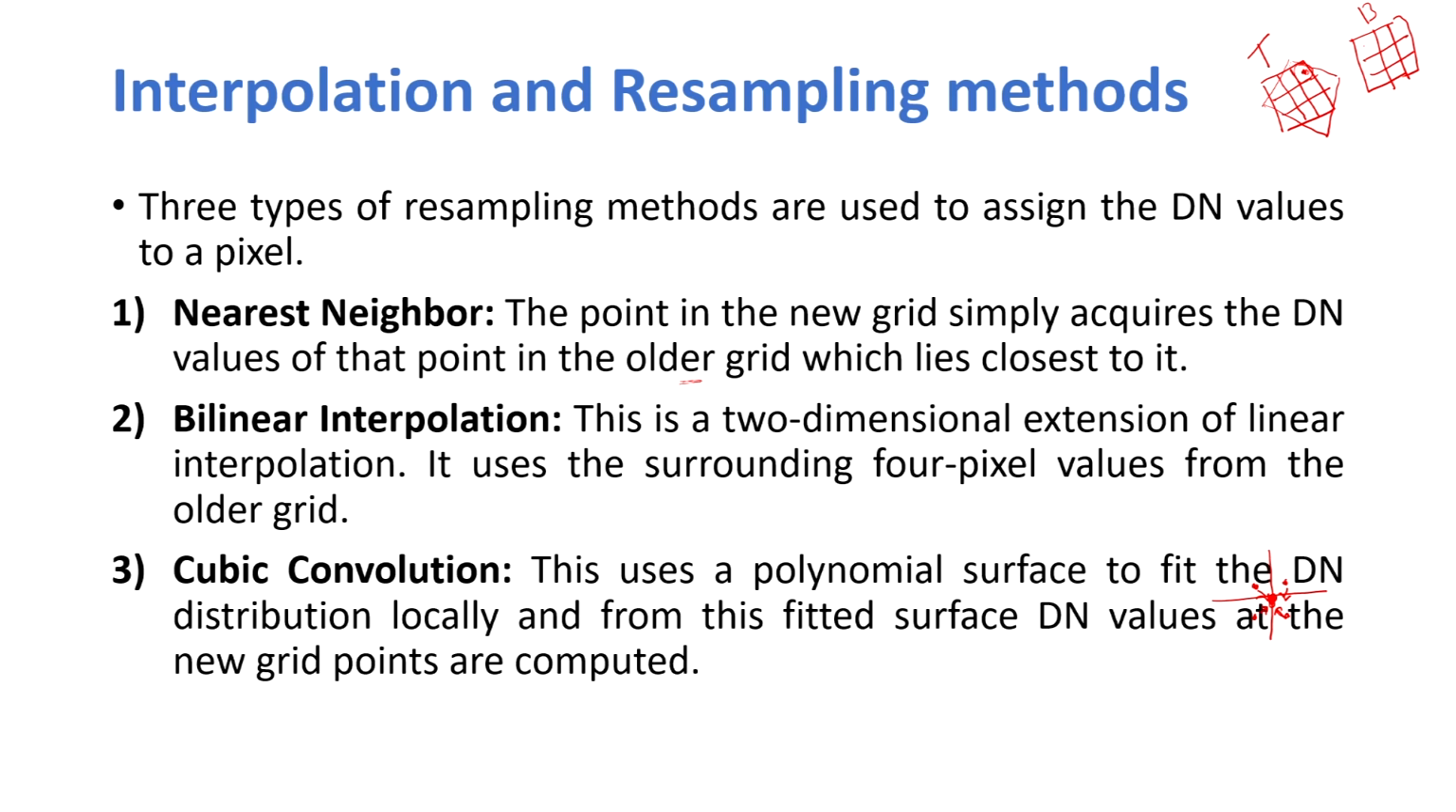And in the cubic convolution, when your target image pixel is getting DN values from the surrounding 16 pixels or grids, in that case this method is called cubic convolution.